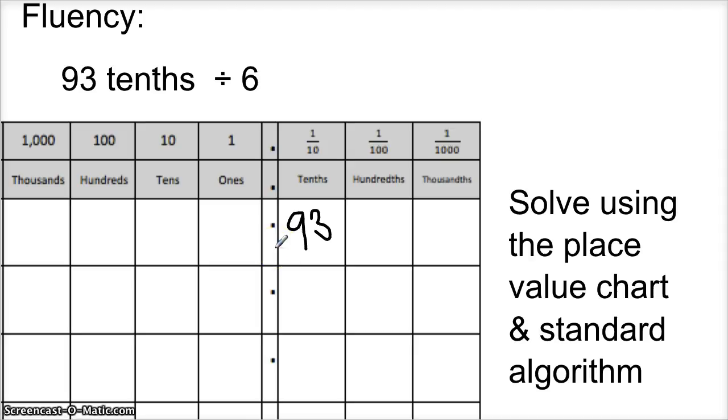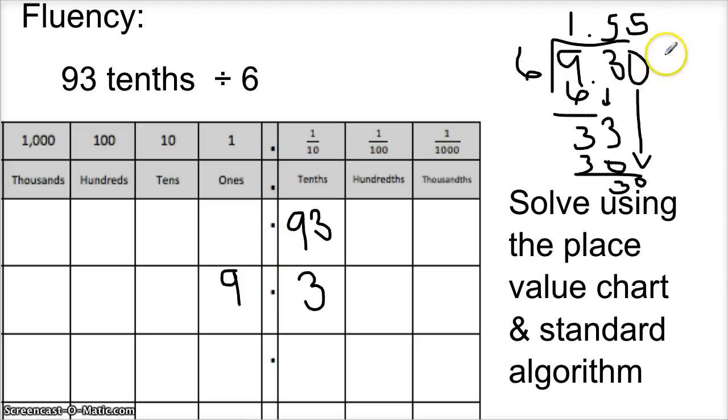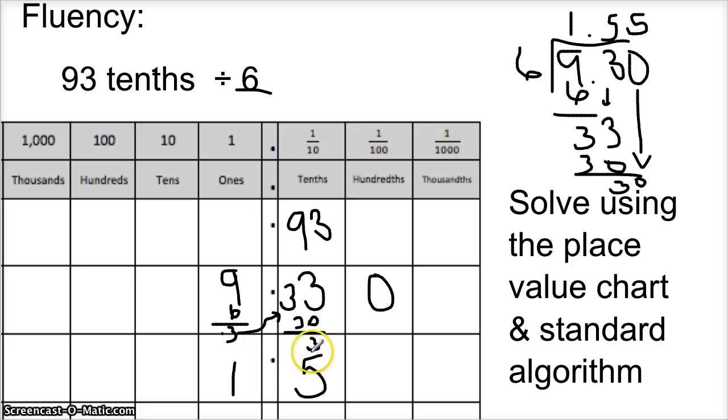93 tenths divided by 6. You try it. Okay, here I've solved it out using the standard algorithm. Let's see how I do on the place value chart. So I'm dividing by 6. 9 divided by 6. I can make one group of 6 when I have 9. When I subtract them, I'm left with 3, so that 3 is going to carry over here. It becomes 33. 33 divided by 6, the closest I can get is 6 times 5, which is 30. That leaves me with 3 left over, and I have a 0 here. So I'm going to carry that 3 over. 30 divided by 6 is 5 again.